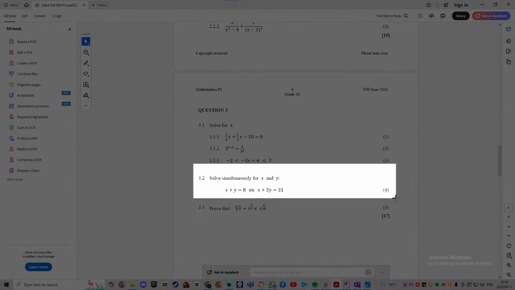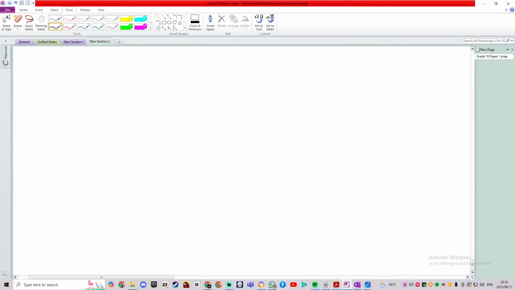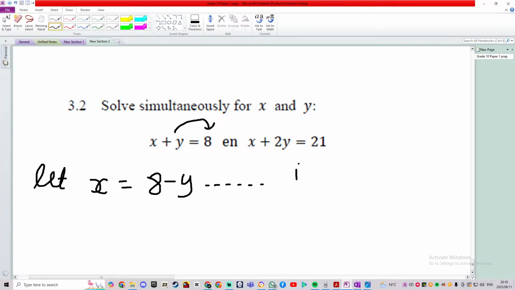This could have been such a long simultaneous equation, but they made it quite simple. So, solve simultaneously. x plus y equals 8, and this one is Afrikaans. It says x plus 2y is equal to 21. Always choose your simplest one first to let x equal to, or let y equal to. So for this first one, I'm going to take that y over there, and I'm going to say let x equal 8 minus y. That's going to be my equation 1.